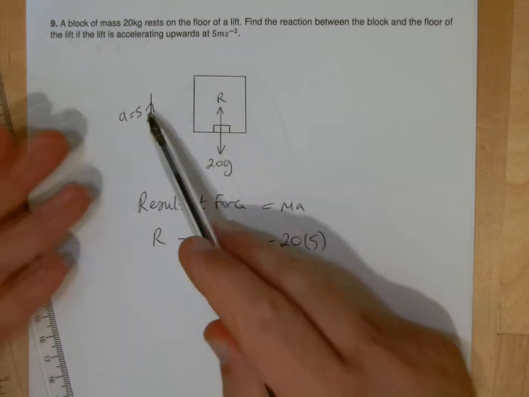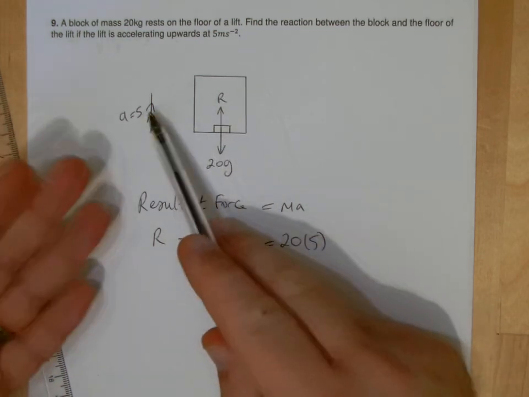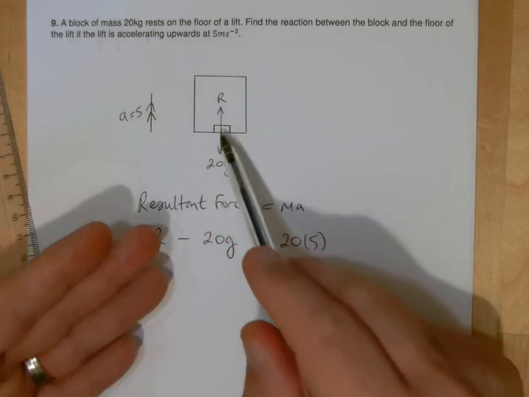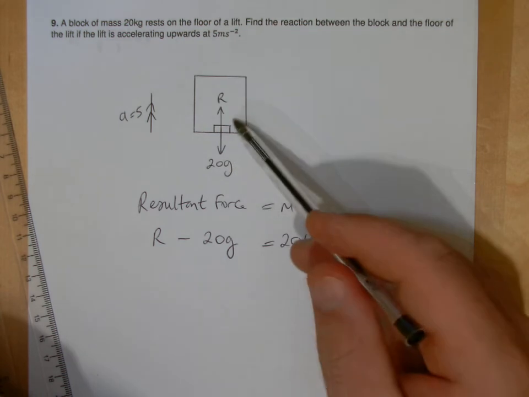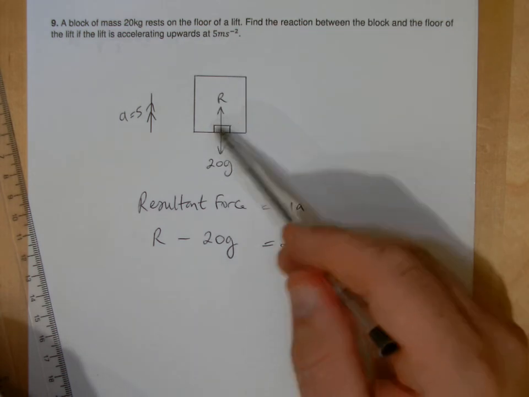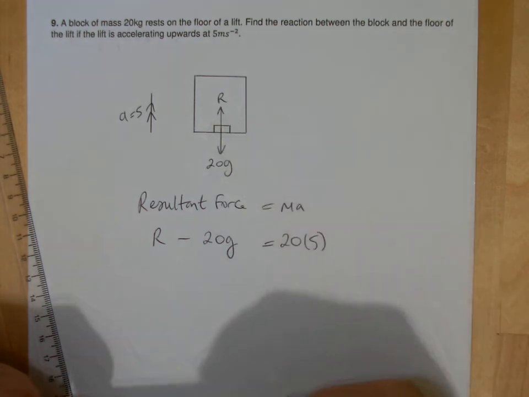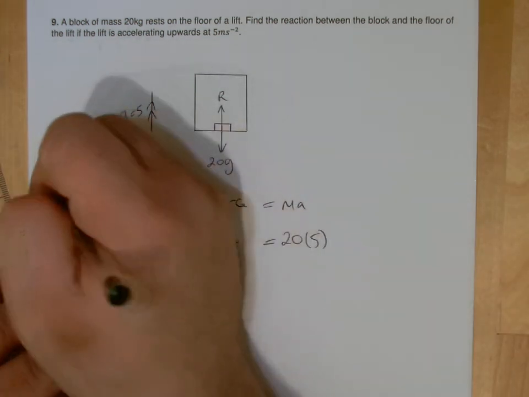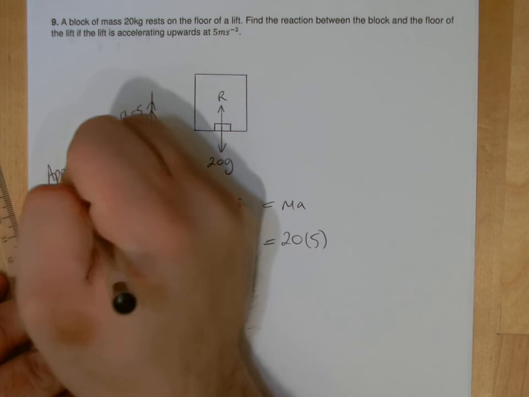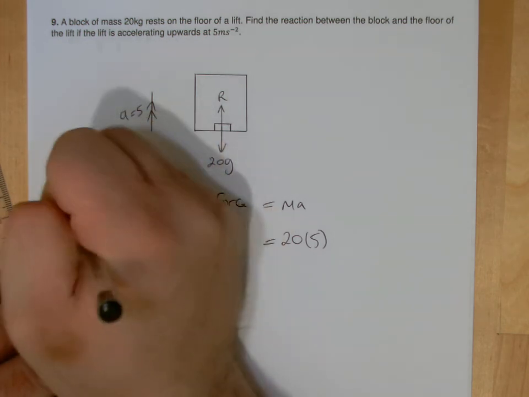The lift helps us because we know it's accelerating at 5 meters per second squared, which is then applied to the block. The block's going to have the same acceleration. But I'm just focusing on the forces affecting that block, and I'm applying Newton's second law to the block. And you can say that if you want. So you can say apply Newton's second law to the block.